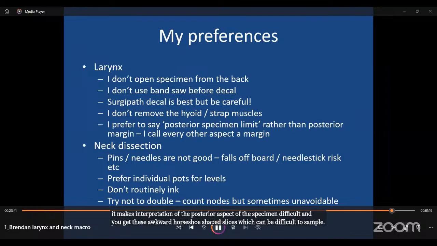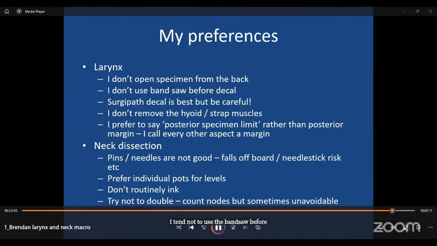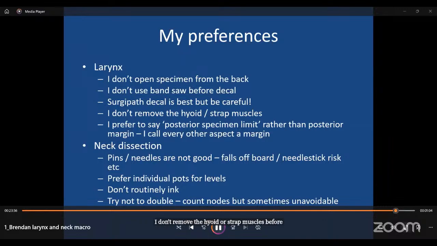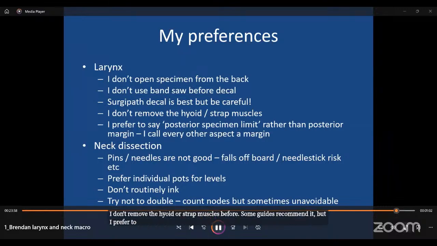I tend not to use the bandsaw before decalcification. Some places do, but I don't. Surgipath is the best, but it is harsh, so you have to be careful and have good, competent technicians following good protocols. I don't remove the hyoid or strap muscles before. Some guides recommend it, but I prefer to keep everything in place.